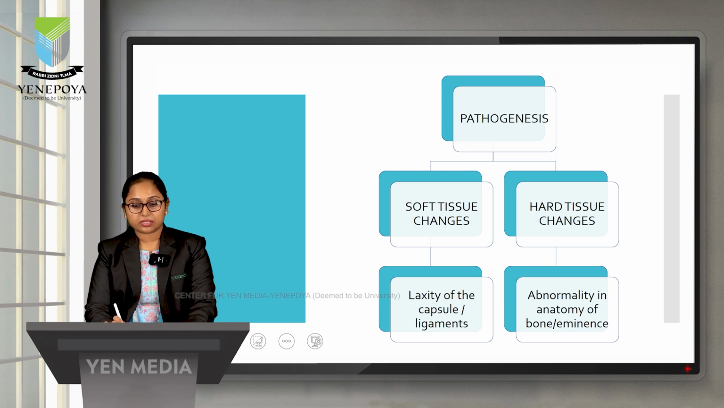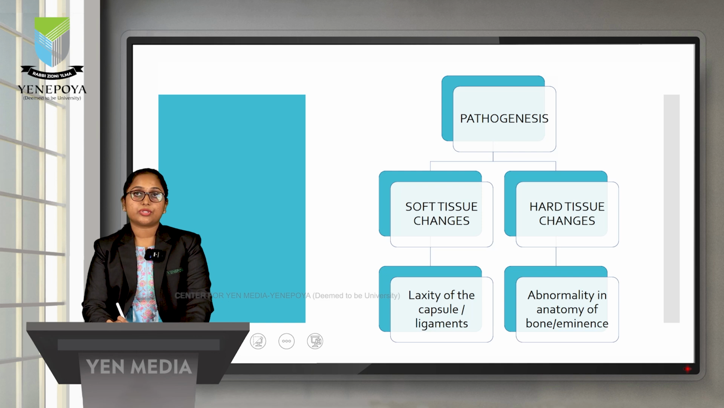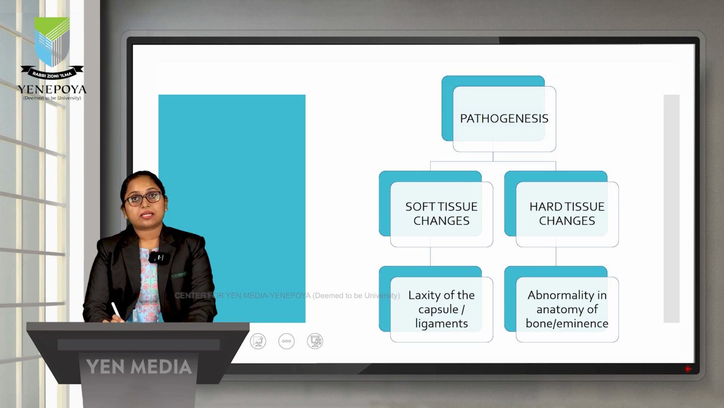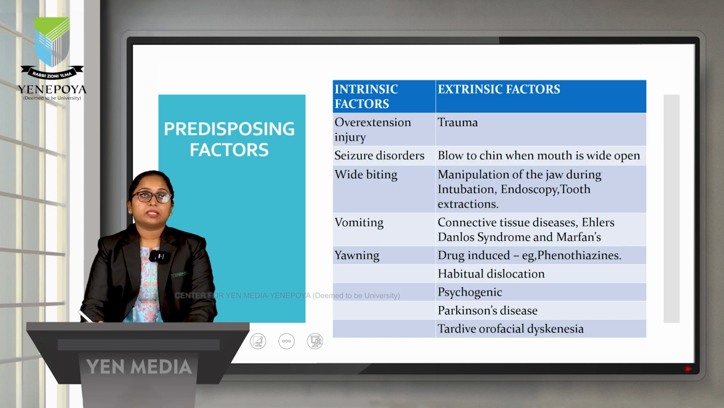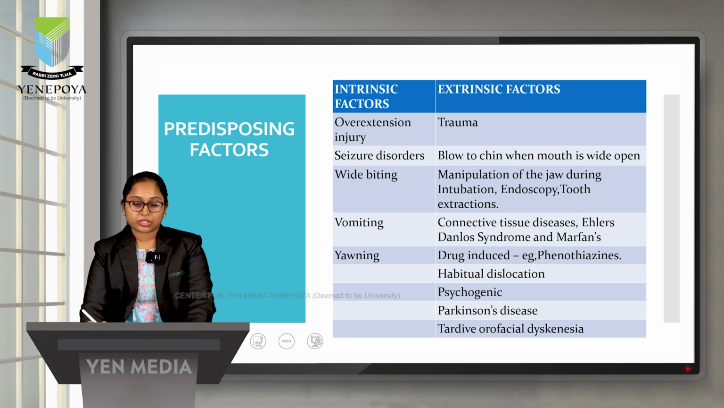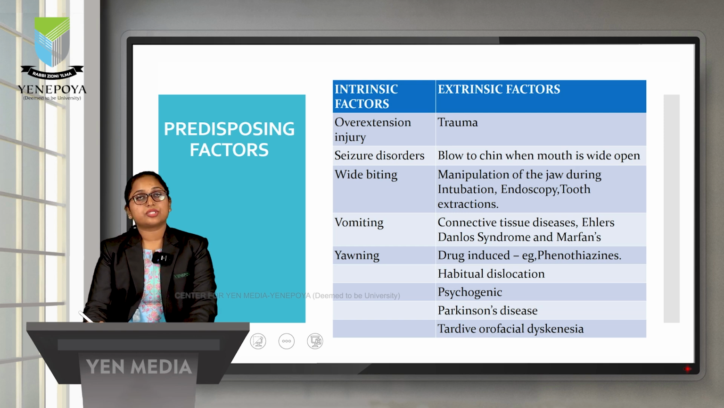There are various pathogeneses involved in dislocation or subluxation. One can be soft tissue changes or hard tissue changes. Soft tissue changes mean there is laxity of the capsules and the ligaments, while hard tissue changes mean there is some abnormality in the anatomy of the bone or the eminence. Predisposing factors include overextension injuries and seizure disorders, wide opening of the mouth, and vomiting or yawning, which could lead to dislocation.